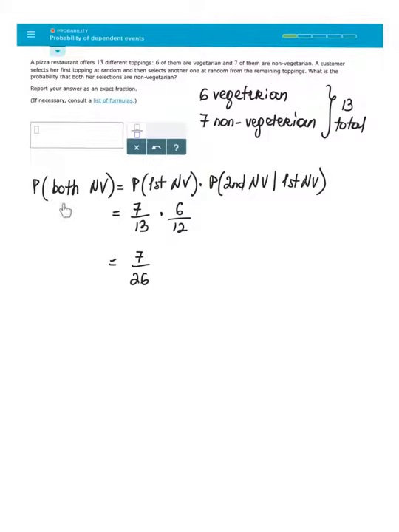Probability of both toppings chosen to be non-vegetarian is the product of probability of first being non-vegetarian, or 7 out of 13, times probability of the second being non-vegetarian, assuming we already chose the first one to be non-vegetarian. And therefore we adjust the second probability to be 6 remaining non-vegetarian toppings to choose from 12 remaining toppings to choose. And that gives me a product of 7/26.